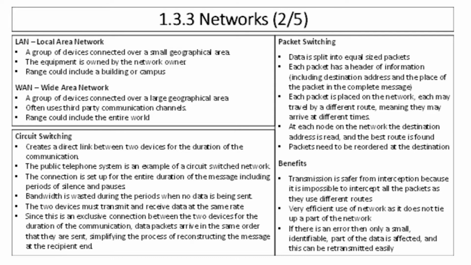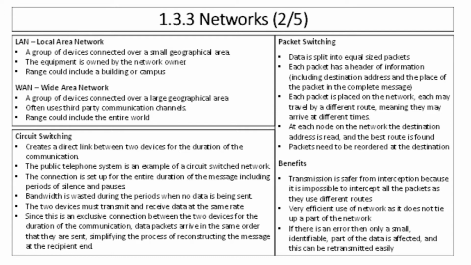Okay, circuit switching creates a direct link between two devices for the duration of the communication. Oh, I do like this one. The public telephone system is an example of a circuit switching network. The connection is set up for the entire duration of the message, including periods of silence and pauses. Or maybe like a butt dial. They're funny, aren't they?